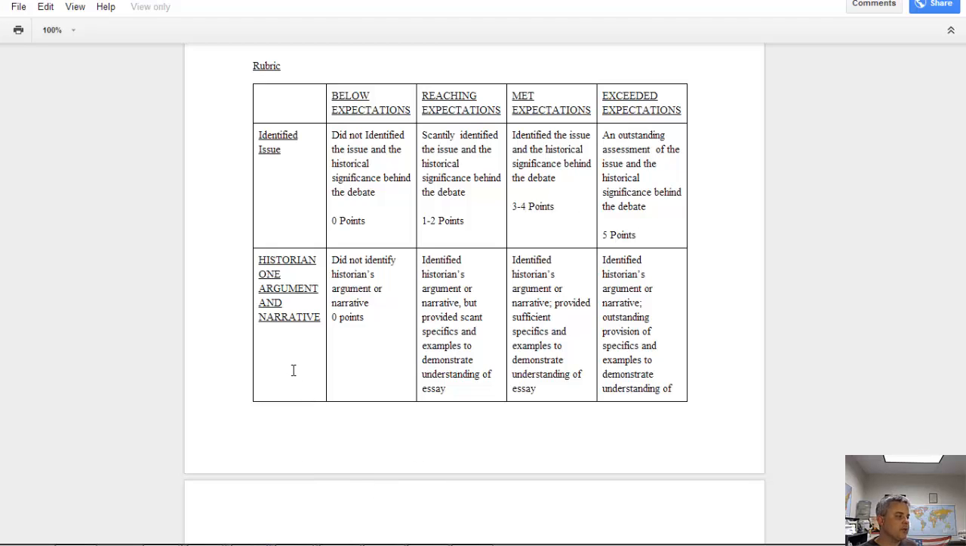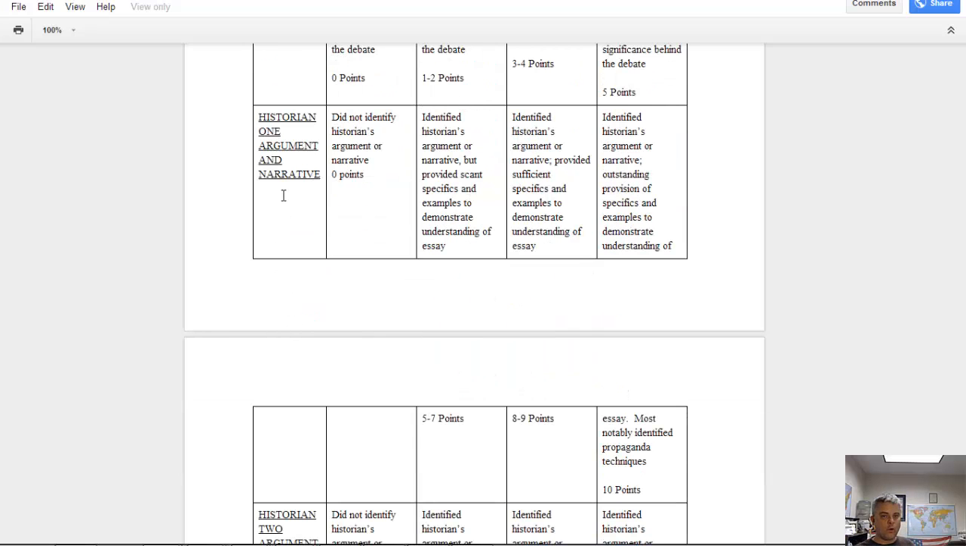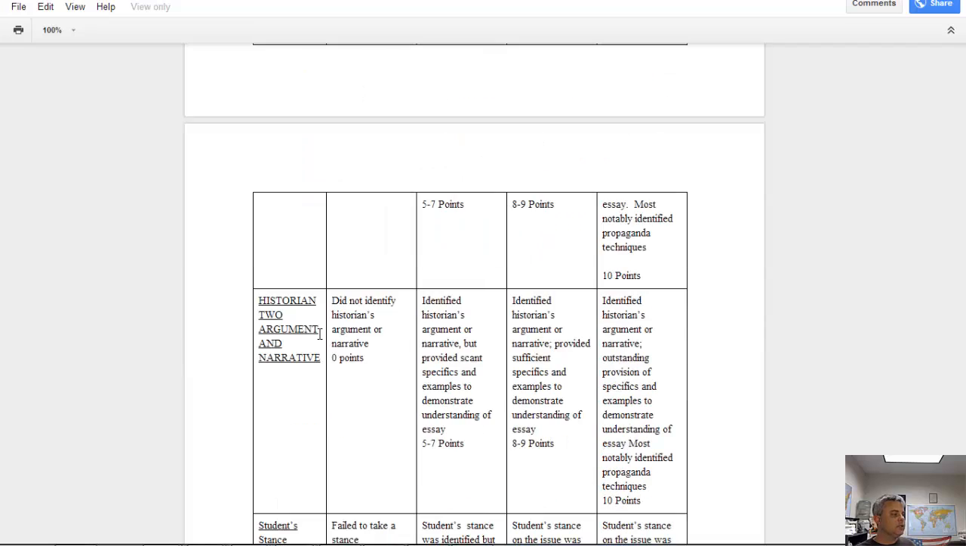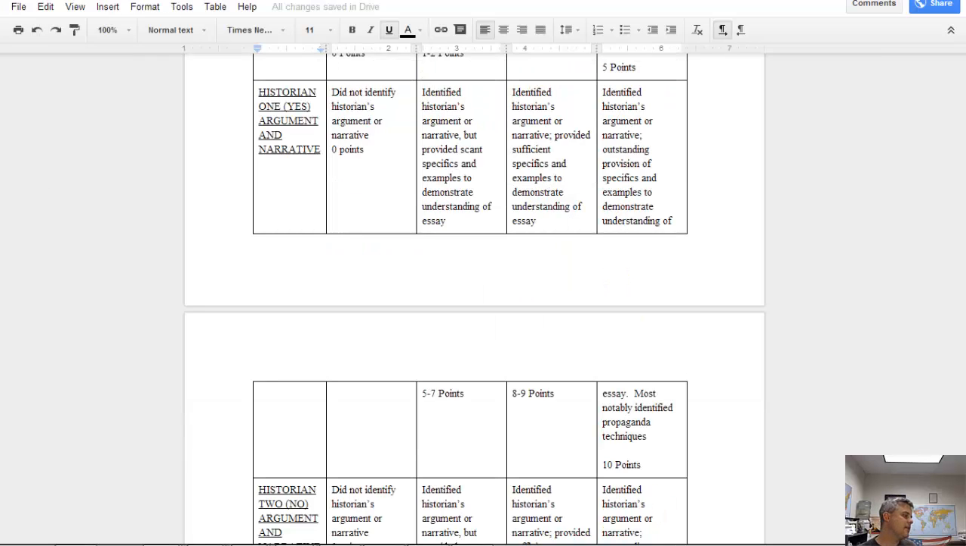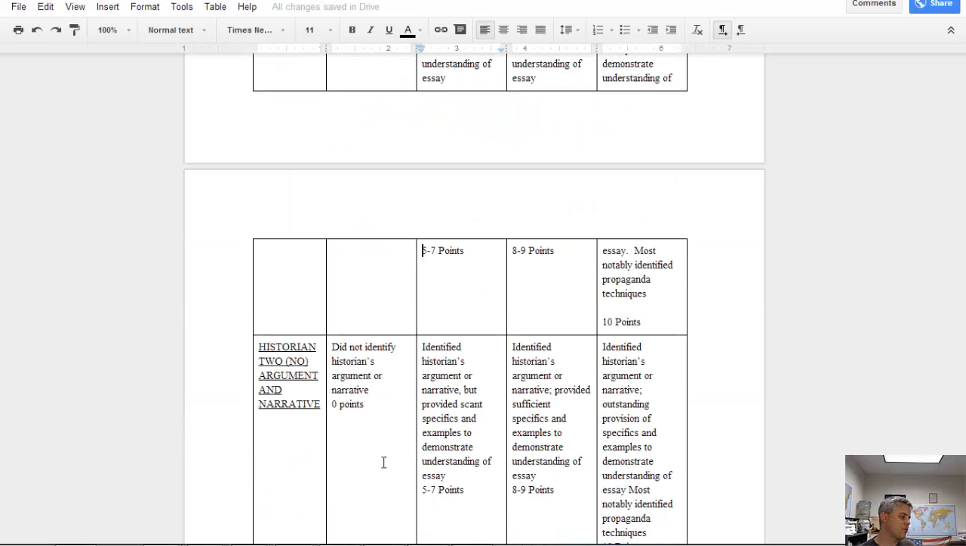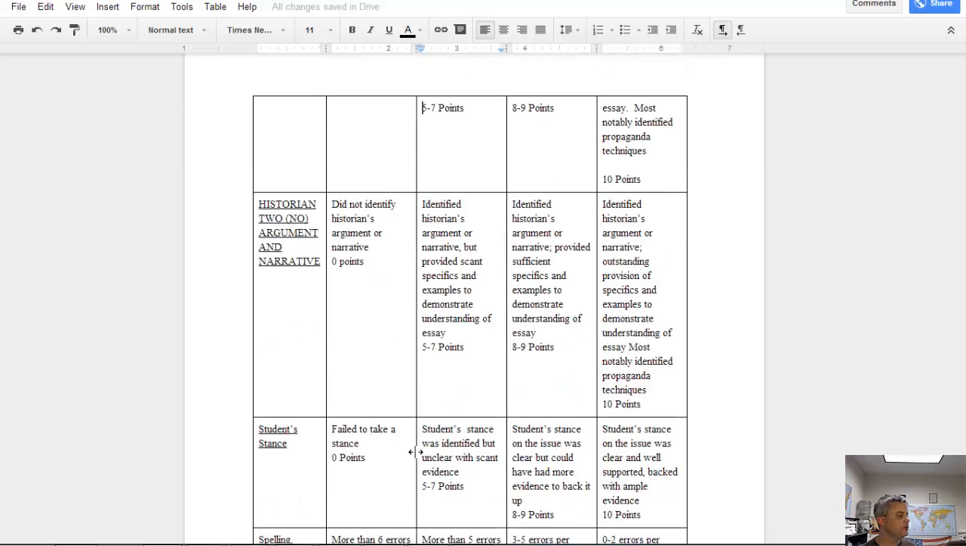Historian 1's argument narrative, did you identify the historian's argument? And more importantly, once you've identified the argument, have you identified how the historian supported their argument, right? So that's historian 1, or the yes person. Historian 2, actually I should write that in there. And same with historian 2, the no historian.